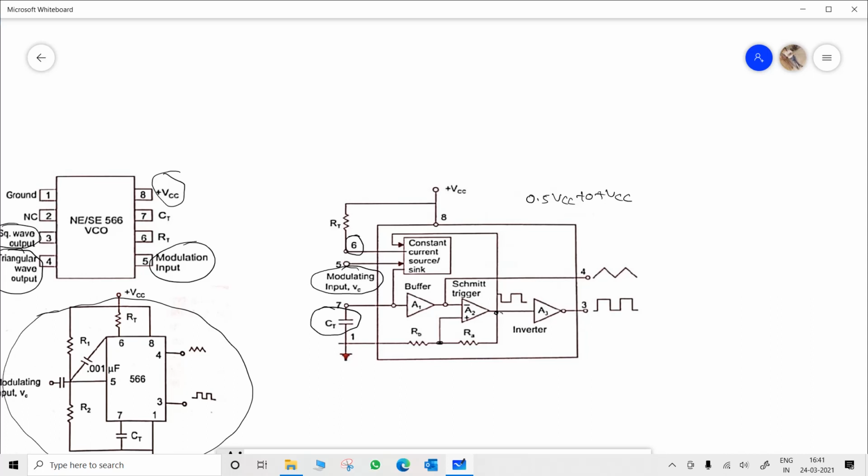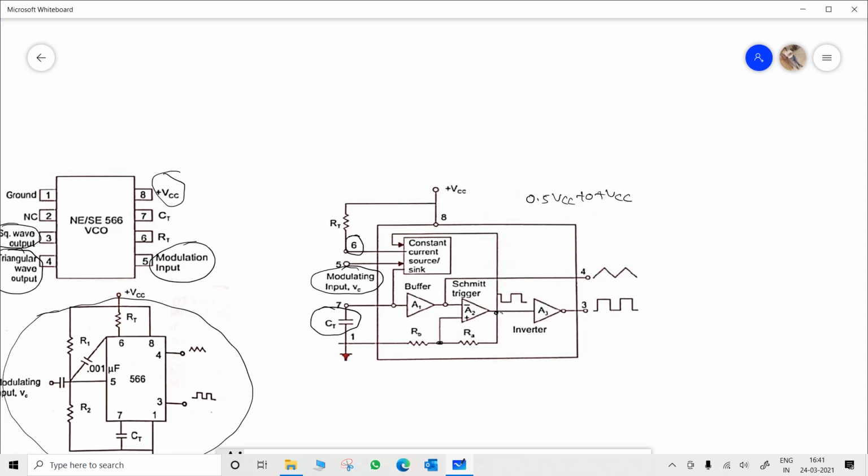Basically we are obtaining the voltage across the capacitor. The capacitor will be either in a charging mode or a discharging mode. The output of the capacitor voltage is connected to a buffer circuit. This buffer is nothing but simply a voltage follower circuit. The output of the buffer is connected to the inverting terminal of the Schmitt trigger.